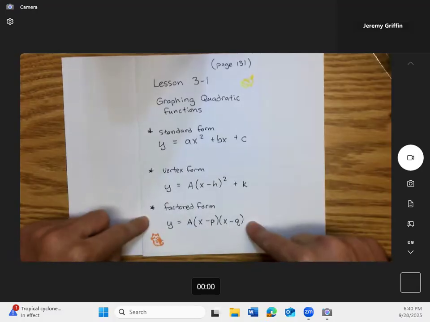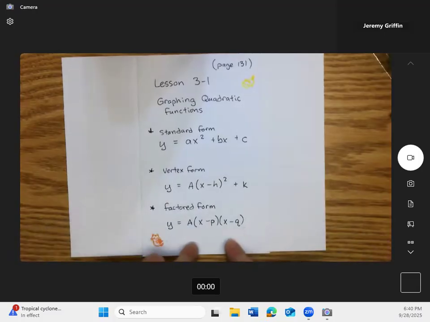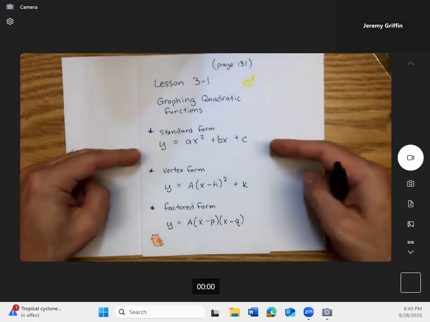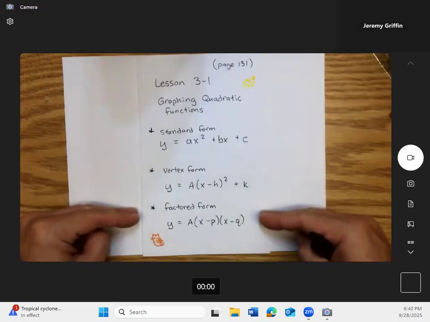And then capital A, this is the stretch factor, the vertical stretch factor. Okay? You can also have a factored form, so (x minus p)(x minus q), where p and q represent the x-intercepts. You can very quickly identify the x-intercepts, and again, a vertical stretch factor out in front.